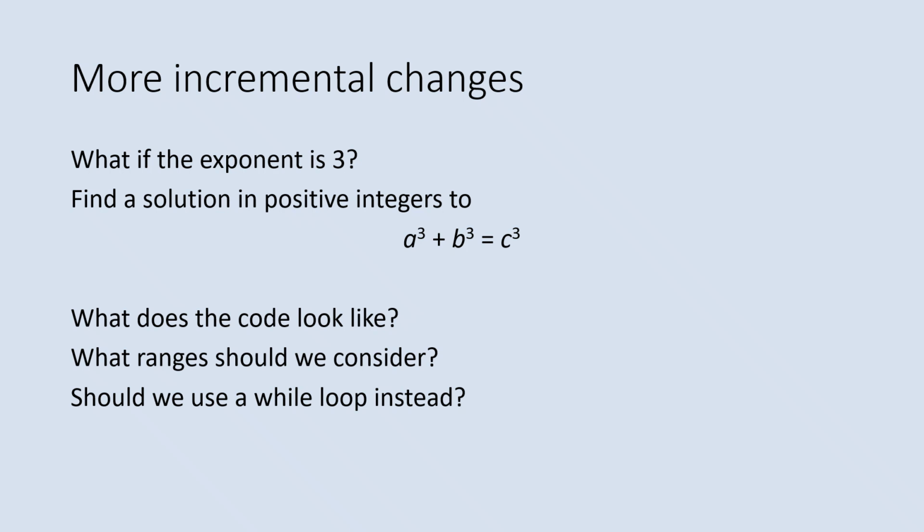but let's think about the minimum change we would have to make to our code to look for solutions to this a to the third plus b to the third equals c to the third. So pause the video, take some time, modify the code, and see what you can find out in terms of a solution to this equation, a to the third plus b to the third equals c to the third.